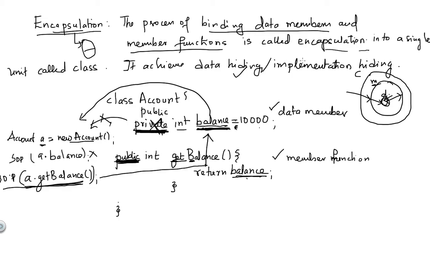But did you hide the implementation? Yes, that is also true. Means how exactly you're getting back the balance inside this? Am I doing some calculations on the balance, or am I calculating interest and then giving you back the balance? All that is unknown to me. All I know is I have to call this particular method. How exactly the balance is returned, I am not sure. Understanding? So the implementation is also hidden from me.